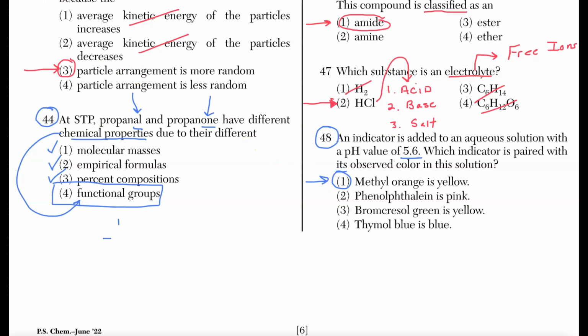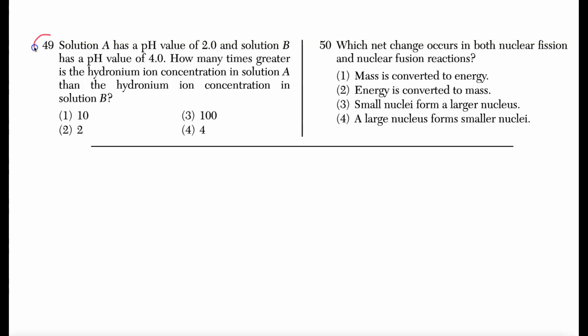On to 49. Okay, so a solution of 49, I got to circle it, right? So number 49. So a solution has a pH value of 2. So solution A has a pH value equal to 2. And that's solution A. Solution B has a pH value of 4. How many times greater is the hydronium ion? Now the hydronium ion, you need to know, is H3O+. It is synonymous. It's the same as an H+, which means they all come from acids.